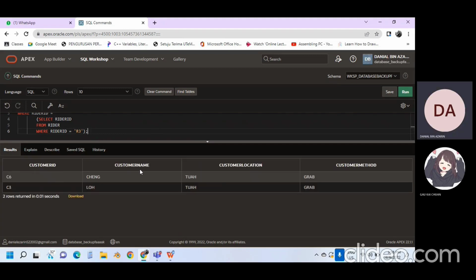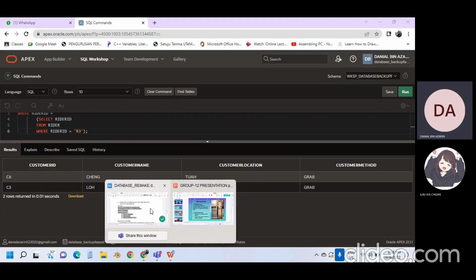So the customer ID will be C6, customer name will be Chang, customer location is Tua, and also the customer method will be Grab. And the customer ID will be C3, customer name is Low, customer location is Tua, and also the customer method is Grab.